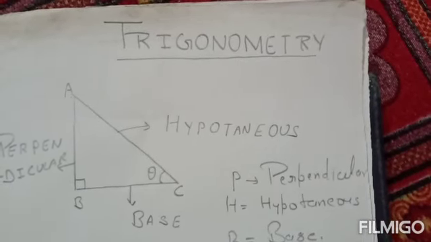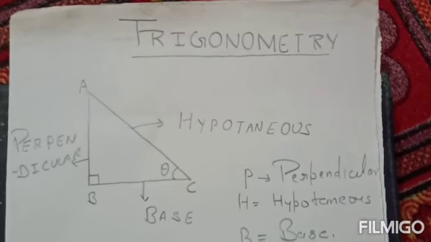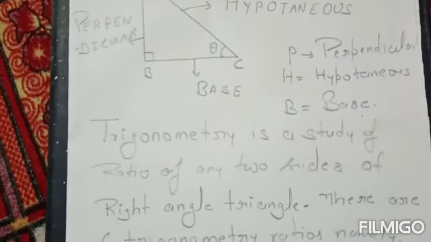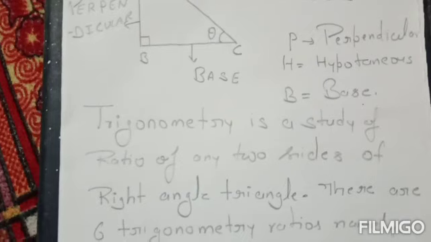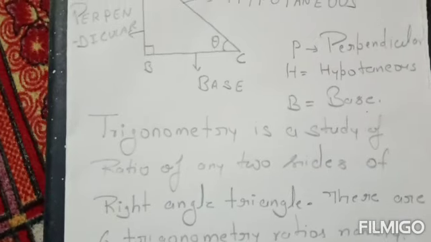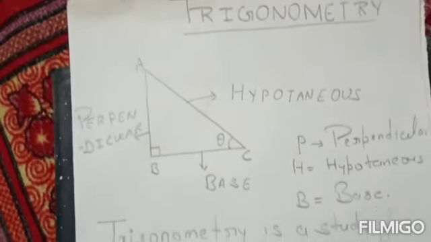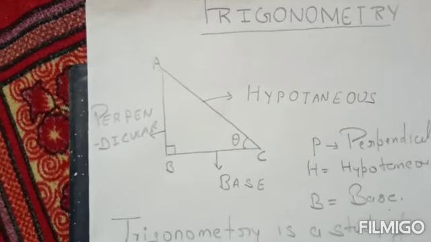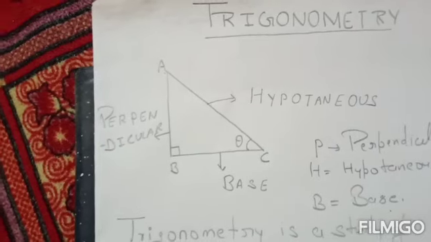Hello dear students, today we will discuss trigonometry. Trigonometry is a study of the ratio of any two sides of a right angle triangle. So in trigonometry basically we deal with a right angle triangle. A right angle triangle is a triangle in which one of the angles is 90 degrees.